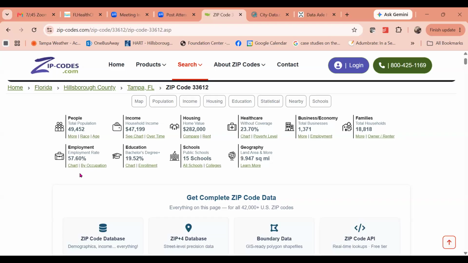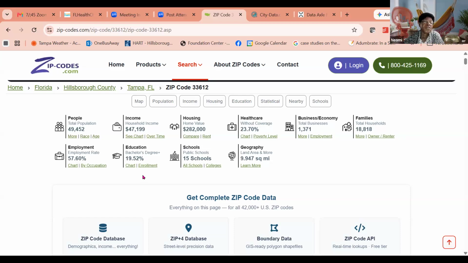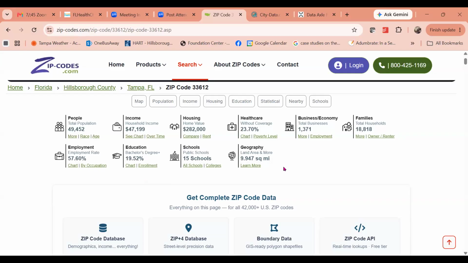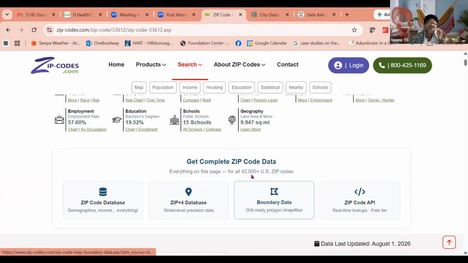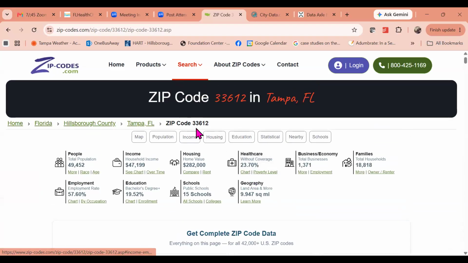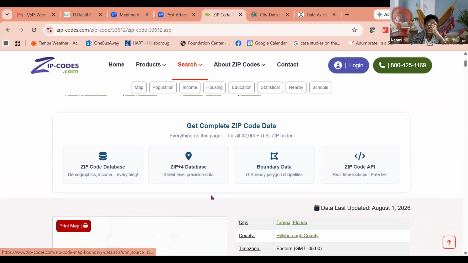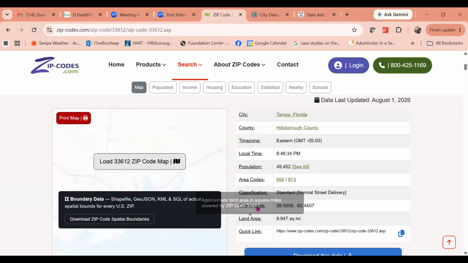Employment: 57% of people in your neighborhood actually work. That's not good. At least 19% of the people have at least a bachelor's degree. You have 15 schools in your neighborhood. The size of your neighborhood is 9,947 square miles. But wait a minute, this is only 33612? Only 33612. So let's go on and get some more information.